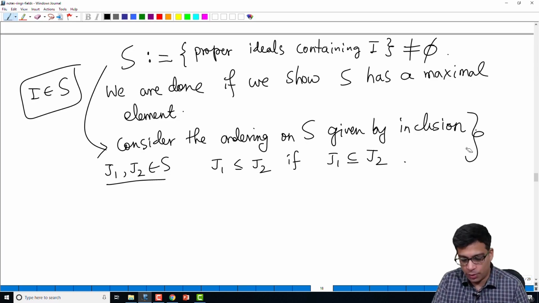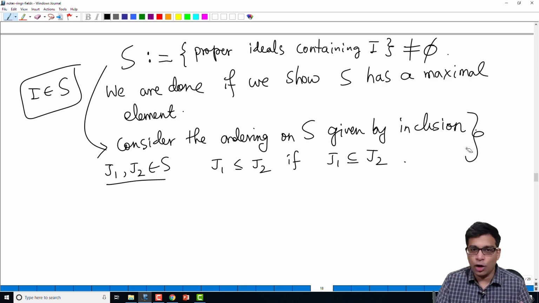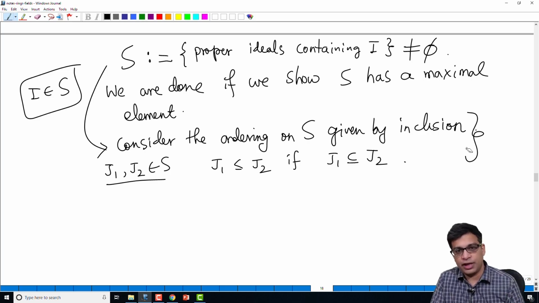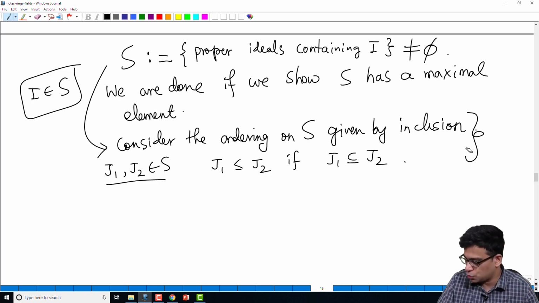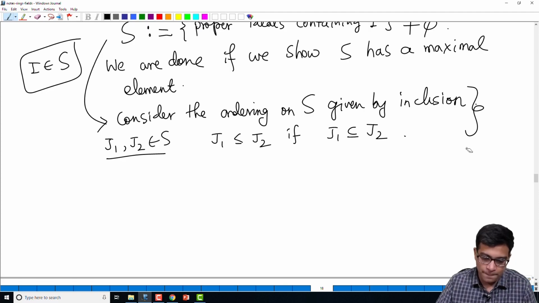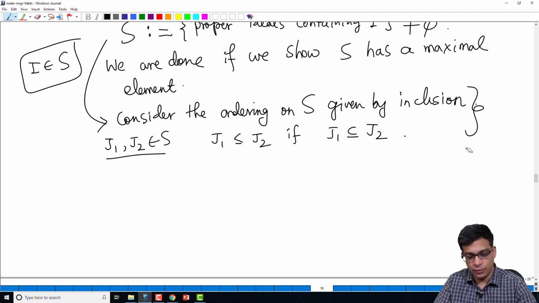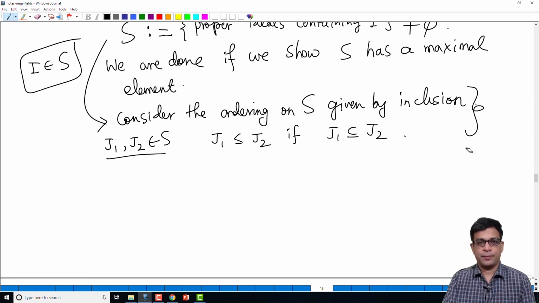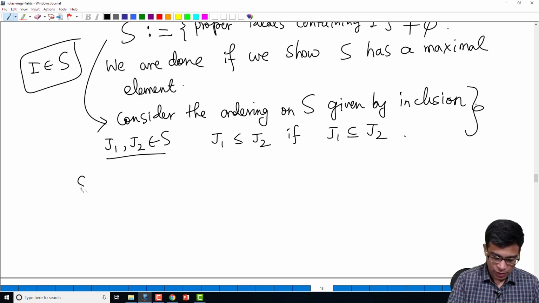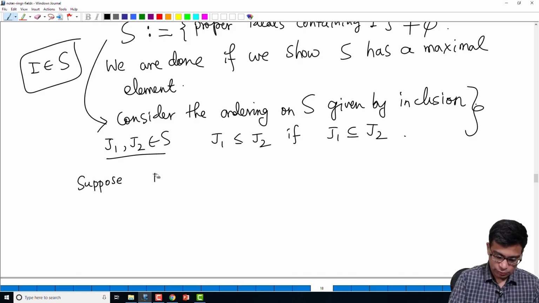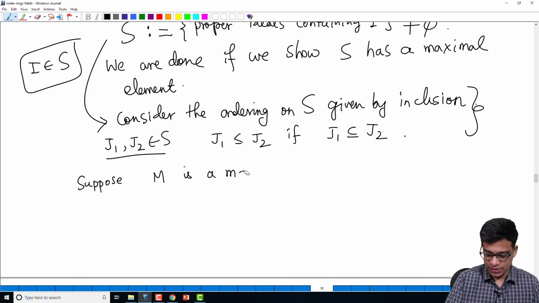Remember, this is only a partial order because not every pair of ideals may be compared. Maybe neither contains the other. But it's a partial order, and this ordering has the usual properties. So now, if we show that S has a maximal element with respect to this partial order, we are done, because if S has a maximal element, that must be a maximal ideal of the ring, because if not, there is something bigger that contains it. So suppose M is a maximal element of S.